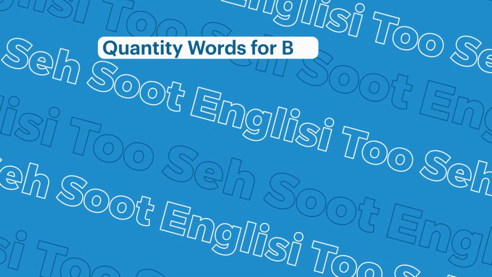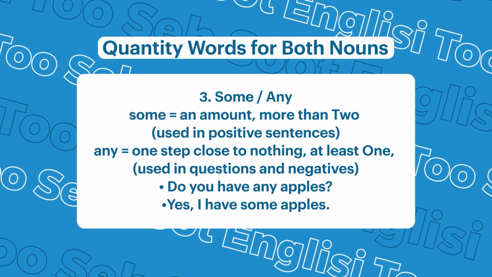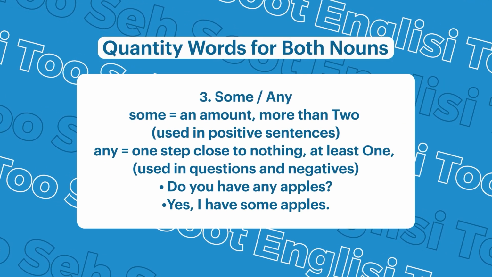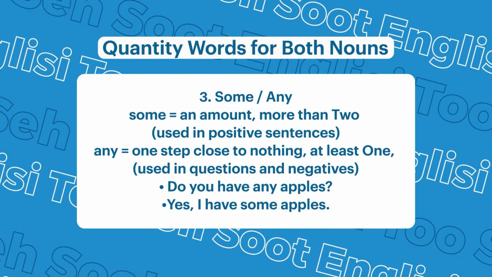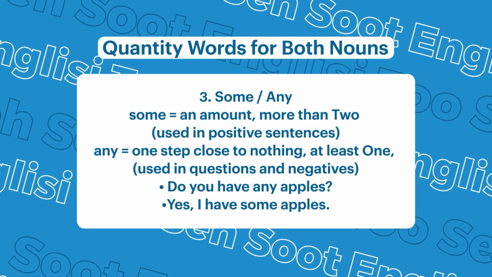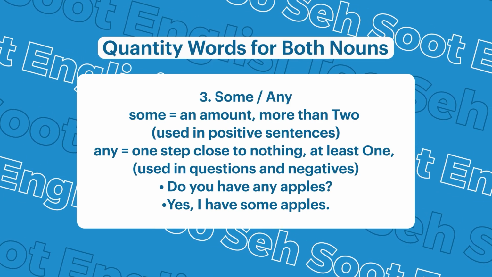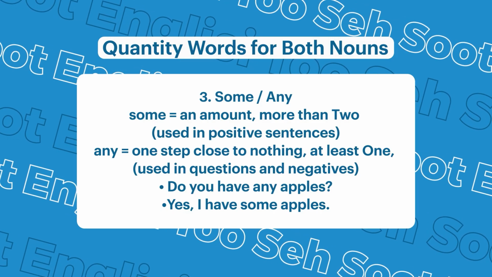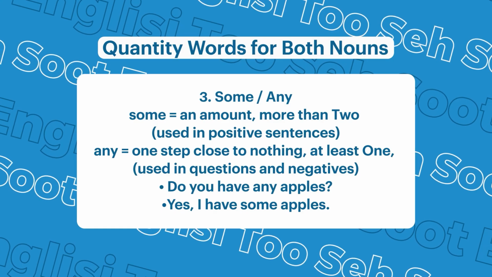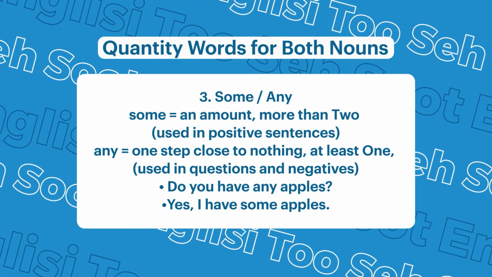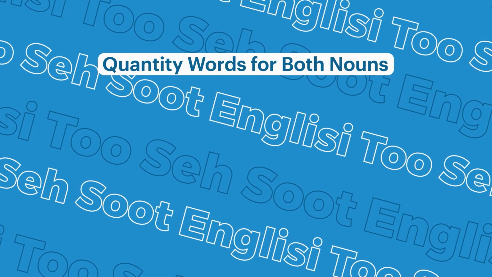Number 3 is some or any. Some means an amount, more than 2, used in positive sentences. Any means one step close to nothing, at least one, used in questions and negative sentences. For example, when we say, "Do you have any apples?" we mean, "Is there at least an apple left?" And when he says, "Yes, I have some apples," it means, yes, there are more than two apples left, but not many.